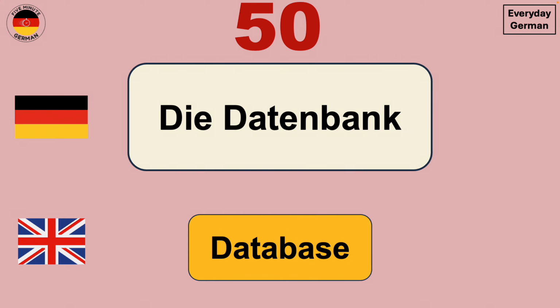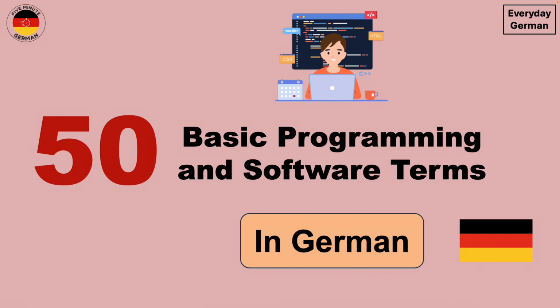So these were the 50 basic programming and software terms in German. If you think that I missed any important term, then let me know in the comments below and I will give you the translation for it. So I hope that this video was helpful for you and that you have learned some new words which will be helpful in your daily life. And now, whenever you come across these words, you won't have any problem in understanding them.